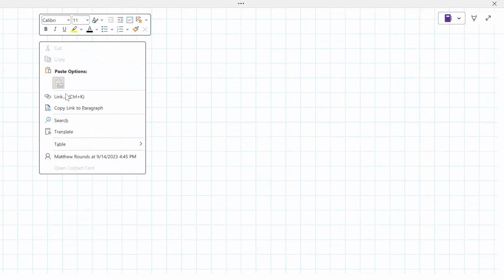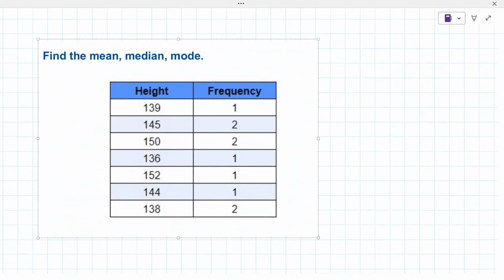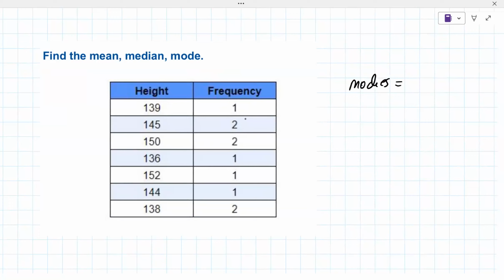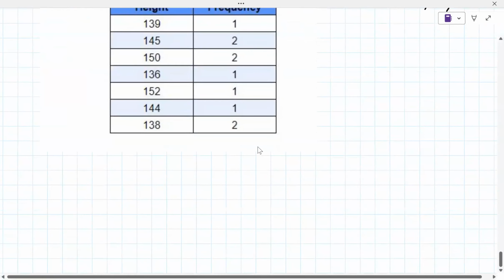All right. So in the time we've got left, here's another data set for you to look at. I want you to find the mean, median, and mode of this. There are 3 modes. What are they? 145, 150, and 138. And notice these are out of order, which is really bad. I don't really like this because it's going to affect how you do the median.